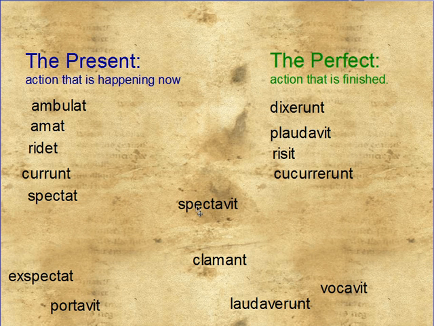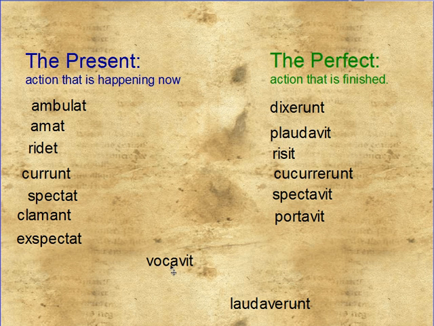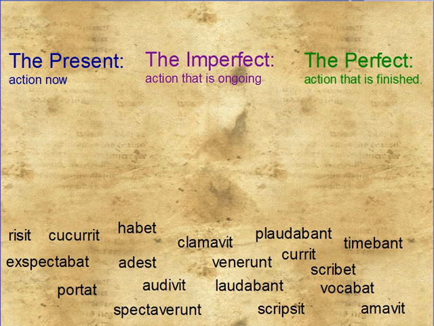Clamant, they shout. Exspectat, they wait for, he waits for. Portavit, he carried. Vocavit, he called. Laudaverunt, they praised. Now let's try the present, the imperfect, and the perfect, and see how it goes. Now, I'm doing the exercises for now, but later in this chapter, you'll have a chance to practice on your own in our textbook exercises on the website.